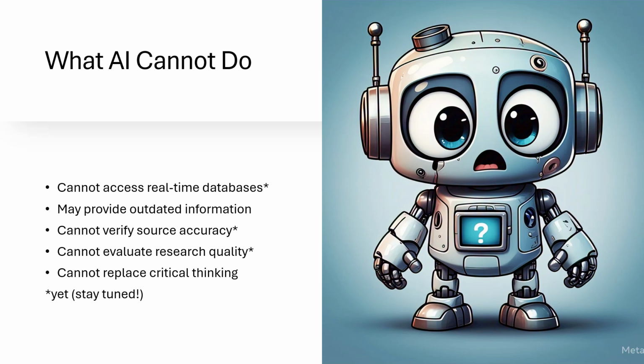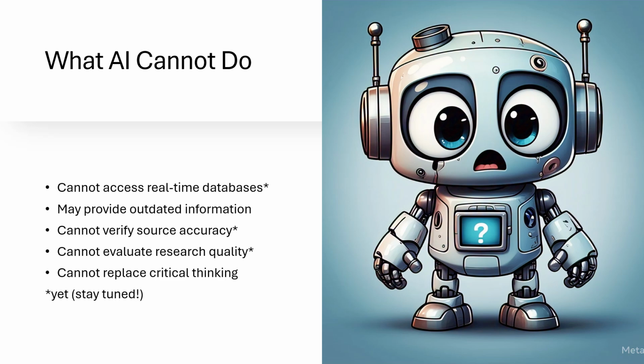We're increasingly moving towards something called agents. And if I'm reading the press release from OpenAI's newest model correctly, it would be an agent that could access real-time databases for you. So it could actually go out there and do your research. That's a yet. It may provide outdated information. That's still true. So you'd always want to check the accuracy of the information.